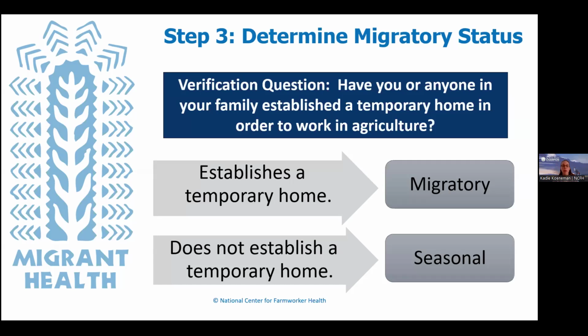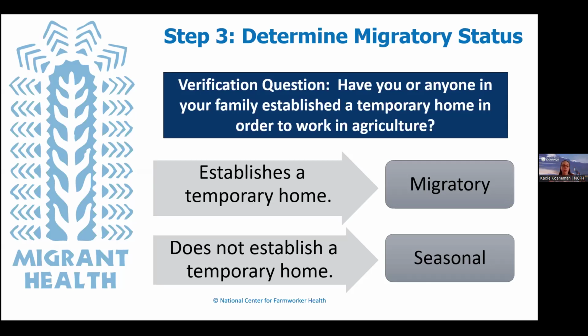It's important to remember that the distance that a person travels to do agricultural work is not important. What's important is if the person has to establish a temporary home in order to do their work. So housing determines status, not the distance. So I live in Texas, and Texas is a really big state. So you could live in the Panhandle and travel down to the southern part of Texas, and you're not going to be able to return home at the end of the night if your home base is in North Texas.